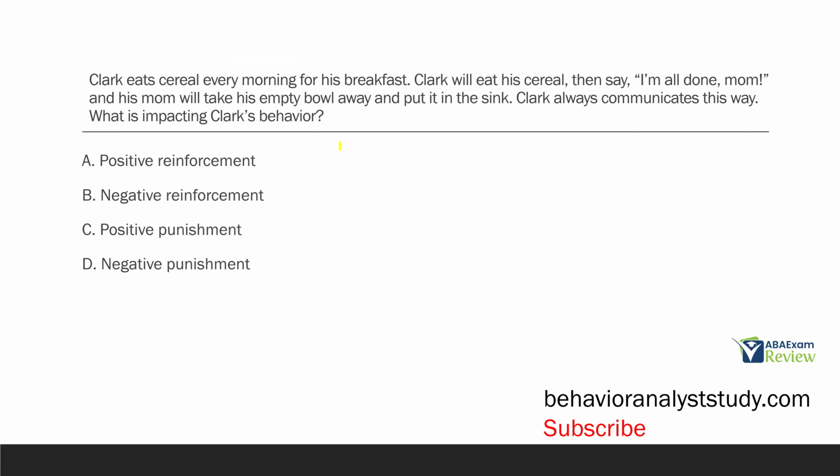Clark eats cereal every morning for his breakfast. Clark will eat his cereal, then say, "I'm all done, Mom," and his mom will take his empty bowl away and put it in the sink. Clark always communicates this way. What is impacting Clark's behavior? So we're looking at Clark's behavior and what impact is having on Clark's behavior. What is impacting Clark's behavior, I should say?